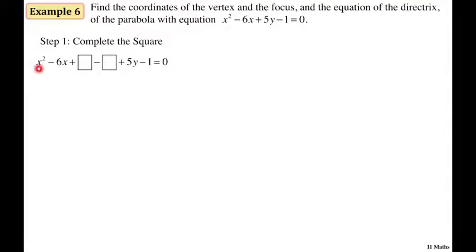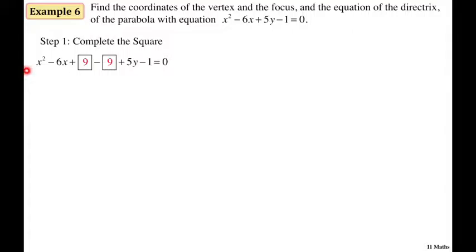So we're finding the vertex, the focus, the directrix. So let's start by completing the square. It's x squared, so it's the x part that has to have the plus and minus box. What goes in the boxes? Half of -6 is -3. -3 when you square it gives 9, so each box should have a 9.